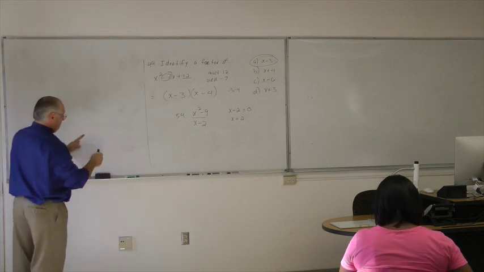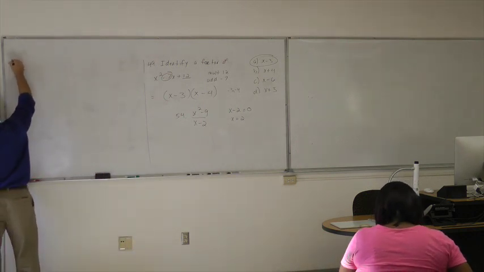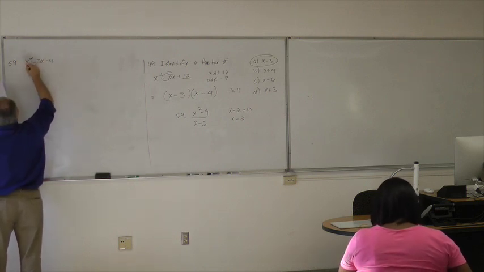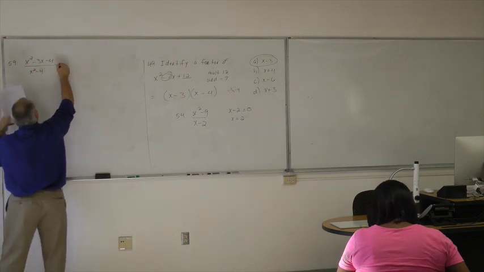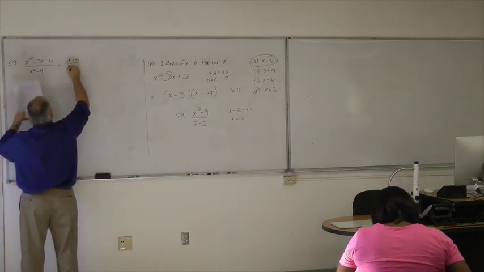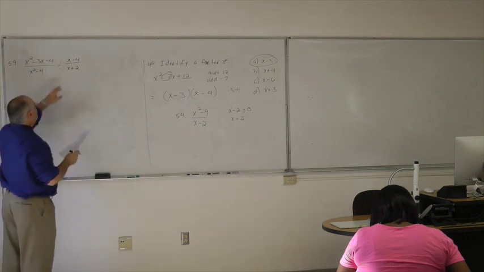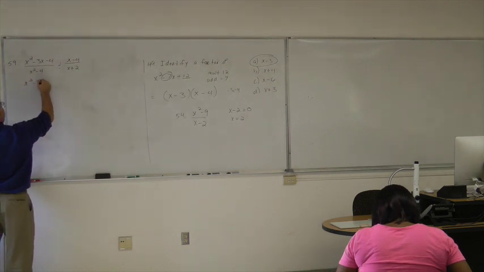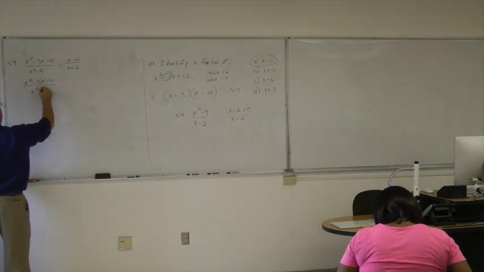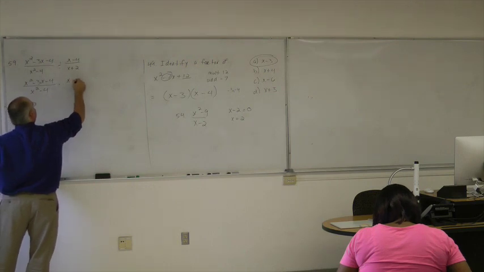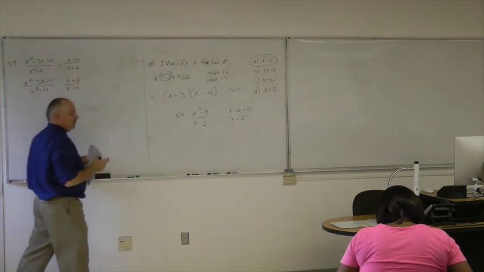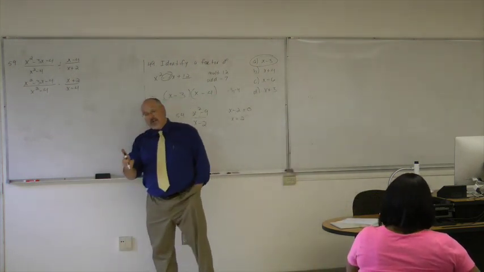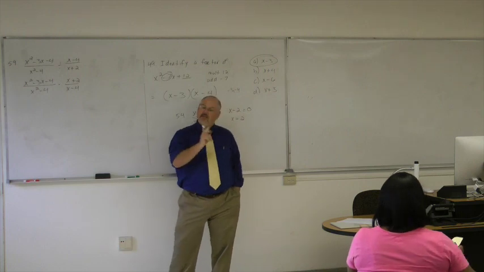Okay. The first step is factor, and the second step is cancel. That's it. All right, so we have x squared minus 3x minus 4 over x squared minus 4 divided by x minus 4 over x plus 2. Well, the first thing I'm going to do is change the division to multiplication. So this is x squared minus 3x minus 4 over x squared minus 4 times x plus 2 over x minus 4. So now all I want to do is factor and then cancel. I have to factor first.